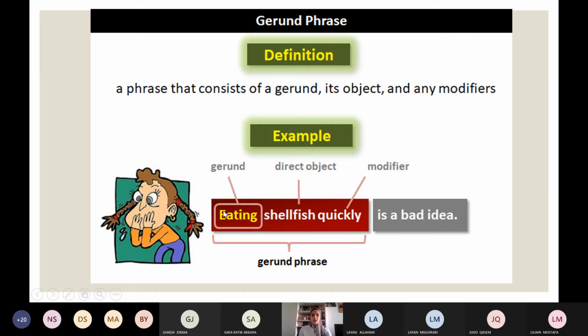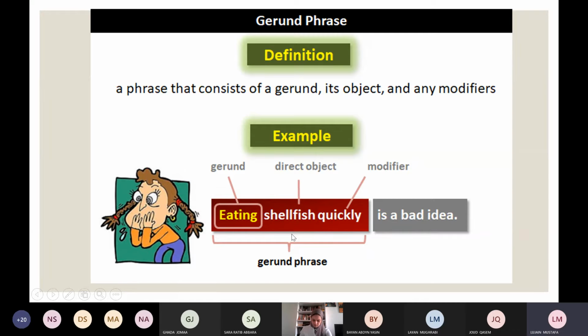Why, teacher? Because the gerund here looks like a verb. I cannot say eating alone, but I can say swimming is good. But if I say, for example, play, and I want to say a specific word, playing basketball is great. So basketball is the object for play. So eating shellfish quickly, all of it is the gerund phrase. All of it is a gerund phrase. Eating shellfish quickly is a bad idea. It functions as what, girls?